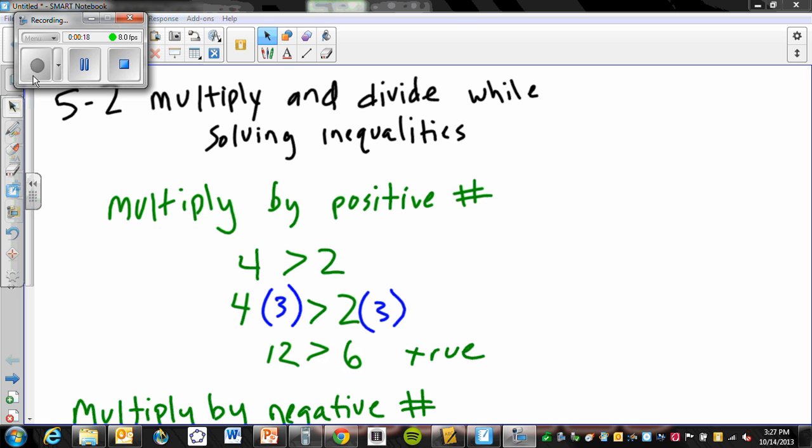When you multiply by a positive number on both sides of the inequality, like if we have a true statement, 4 is greater than 2, and we multiply both sides by positive 3, 12 is greater than 6 makes it true. Our inequality sign did not change.